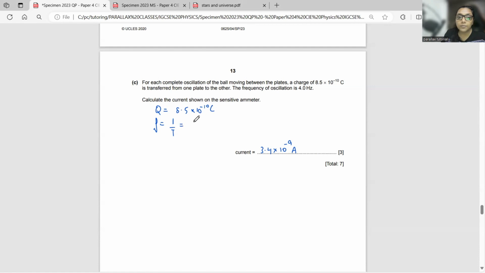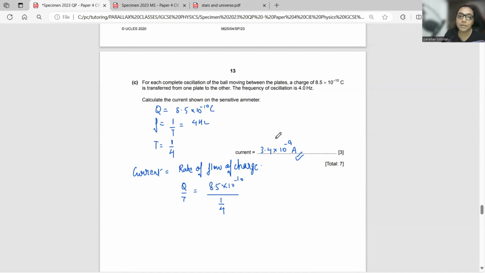And it is equal to 4 hertz. That means T would be 1 by 4. You have to find the current. If you know the definition of current, it is the rate of flow of electric charge, which is Q by T. So you have Q, which is 8.5 into 10 to the power minus 10 coulombs, and you divide it by T, which is 1 by 4. Plug it into your calculators, and this will be the answer which you get.